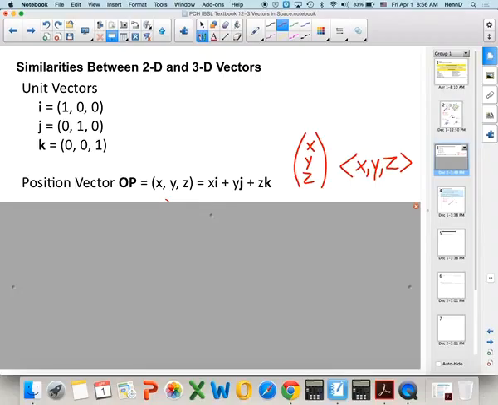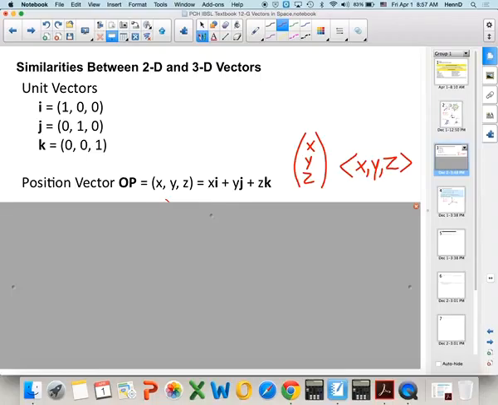Yes? How would the magnitude work? We're going to look at all those formulas: the angle between vectors, dot product, magnitude, all that stuff, and how to find a unit vector in a specific direction. We're going to apply all of those things to 3D. So that's what we're going to do over the next couple of days, actually.